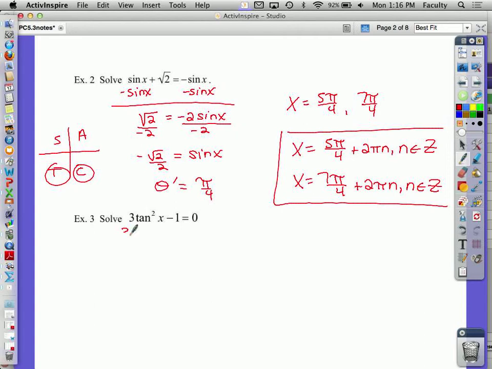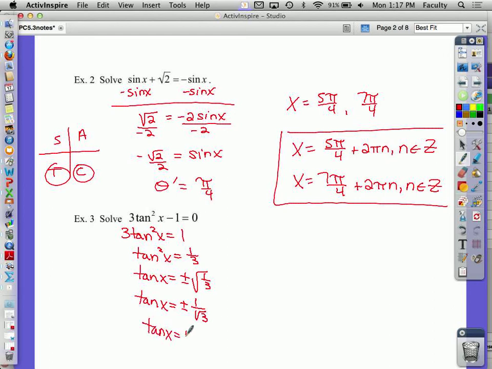In this one, I'm going to start by adding 1. I'm going to divide by 3. Now, be very, very careful. When you have something squared, you've got to remember that it's the plus or minus square root. So this is tangent x equals plus or minus, the square root of 1 is 1, the square root of 3 is 3. That's plus or minus the square root 3 over 3.